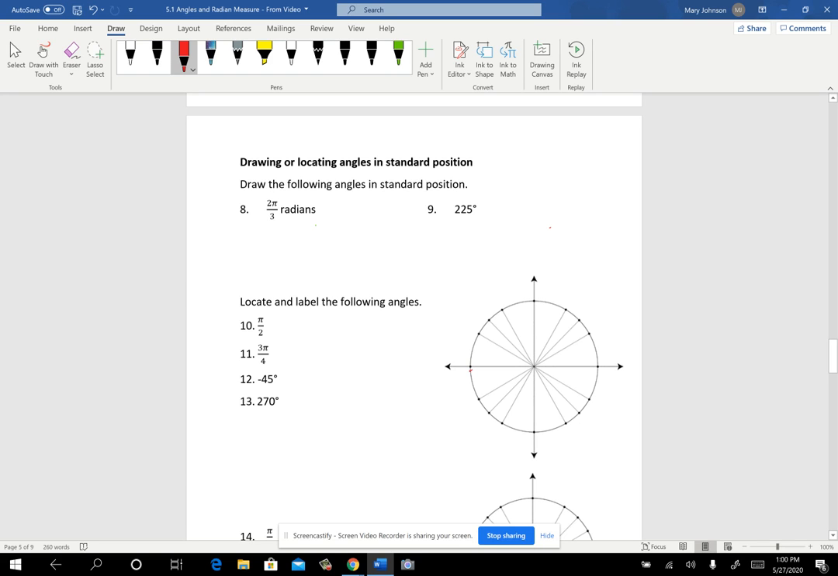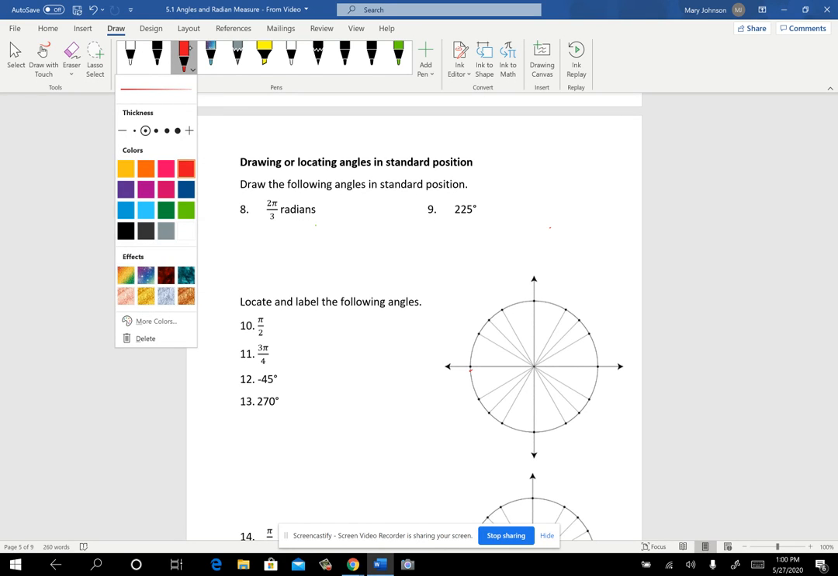All right, now we're going to look at drawing or labeling the location of an angle. Okay, so the first two problems I'm doing is when you're actually drawing the angles in standard position. Let me start with number 9.